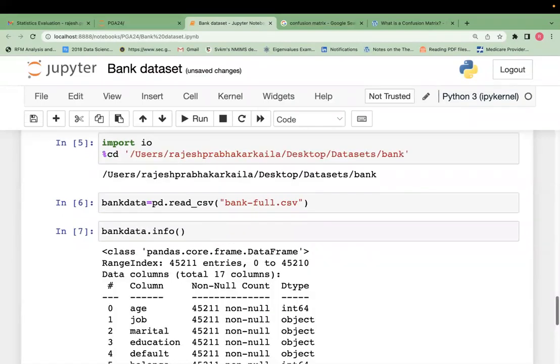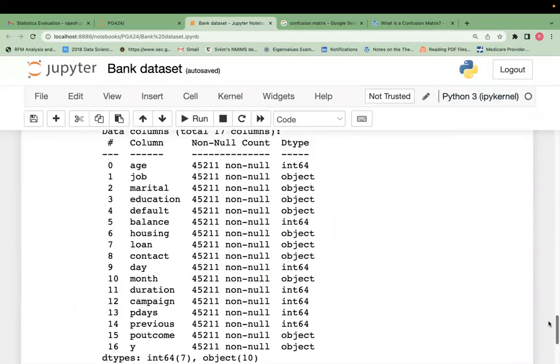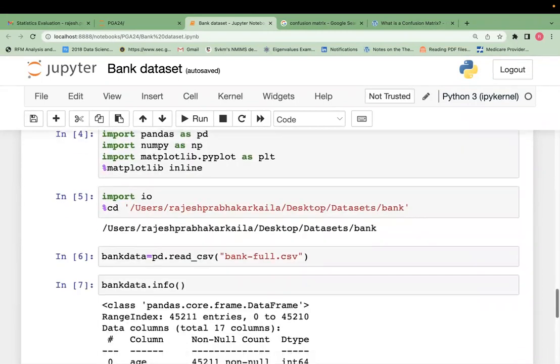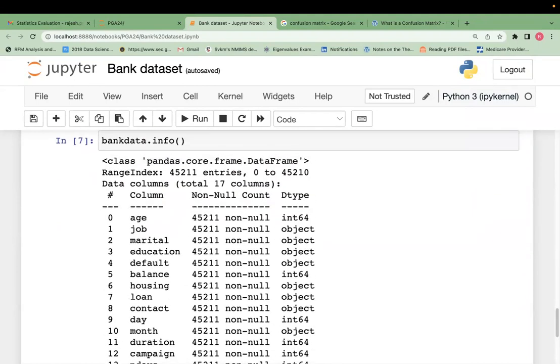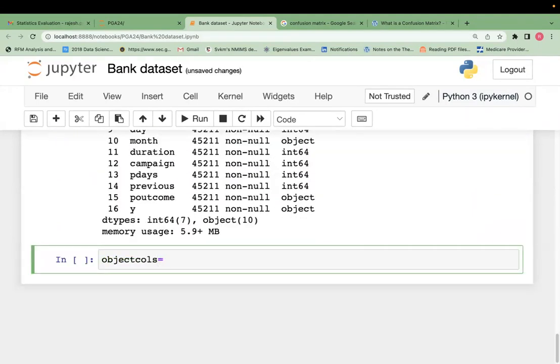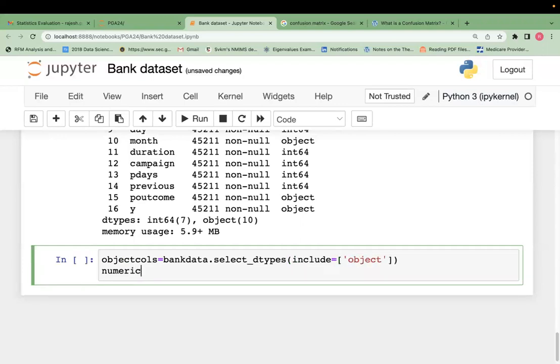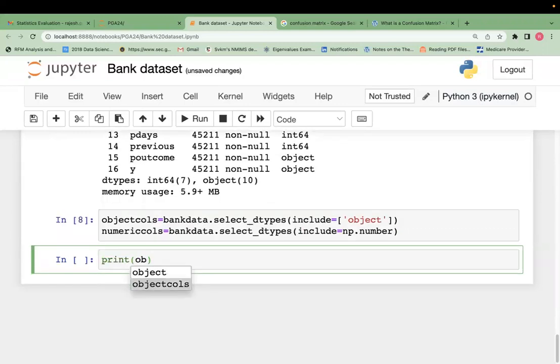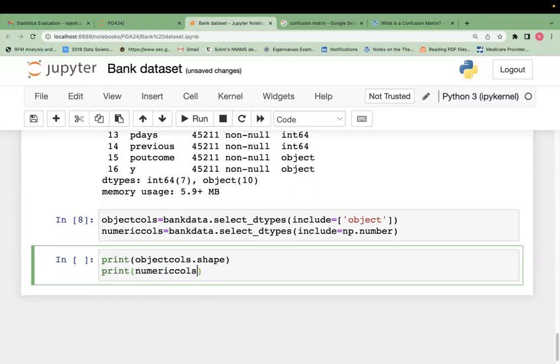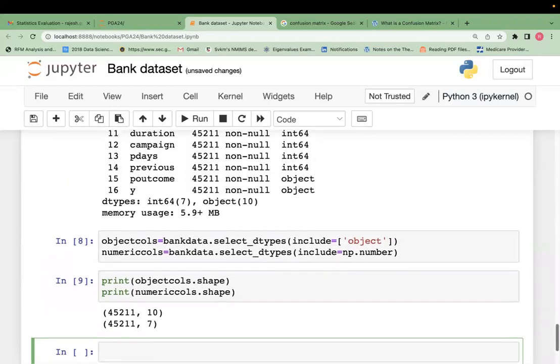So 45,211 observations, no missing values, object and int types are there. So all of you have imported the data. Now you can see here, we have two types of variables. object_cols = bank_data.select_dtypes(include=['object']). numeric_cols = bank_data.select_dtypes(include=np.number). Check object_cols.shape and numeric_cols.shape.